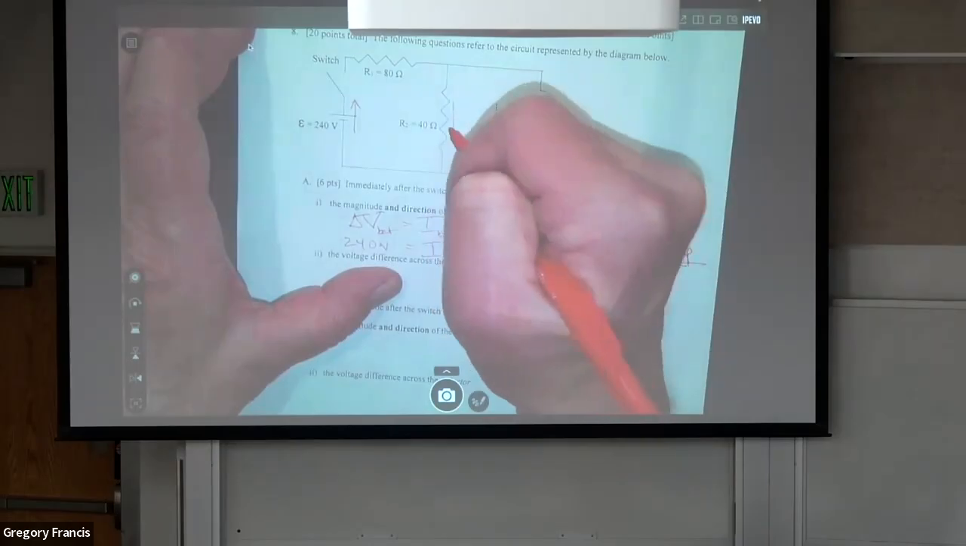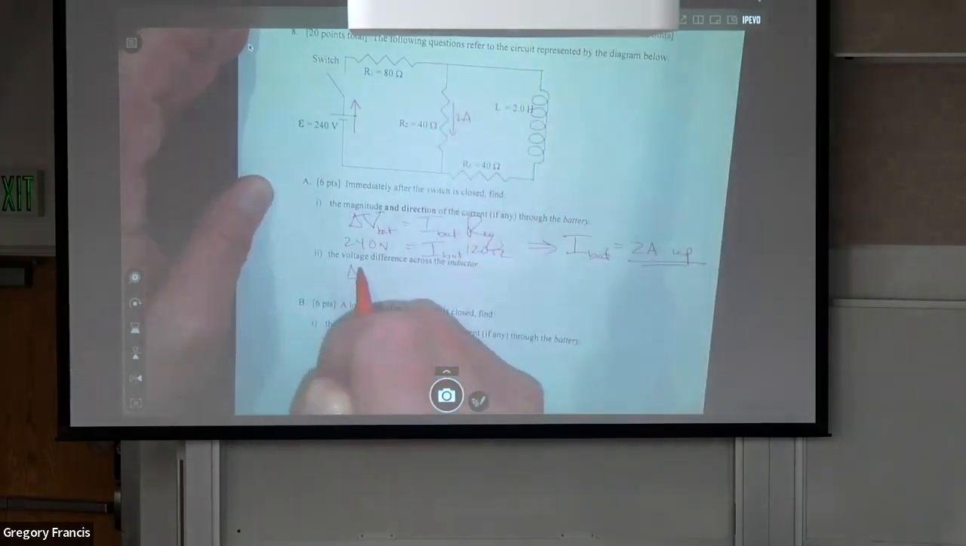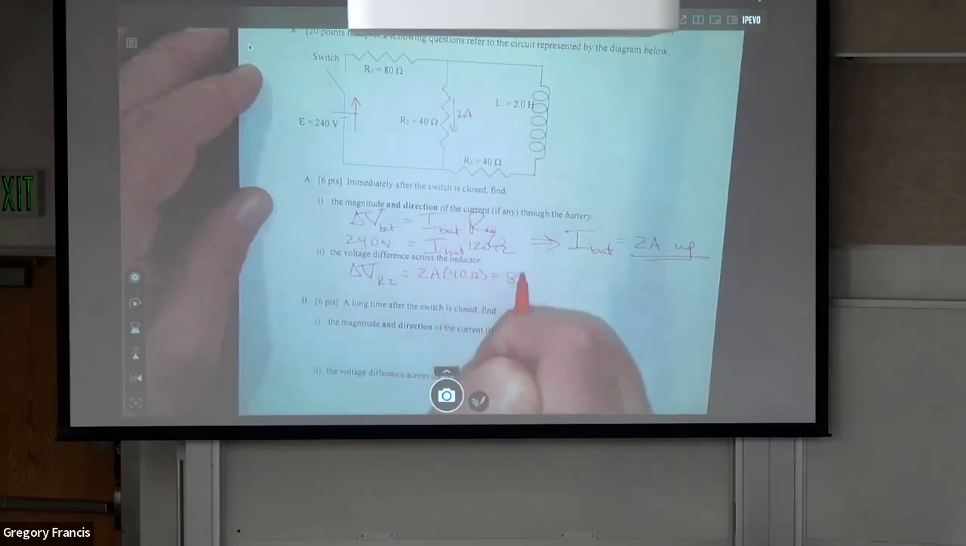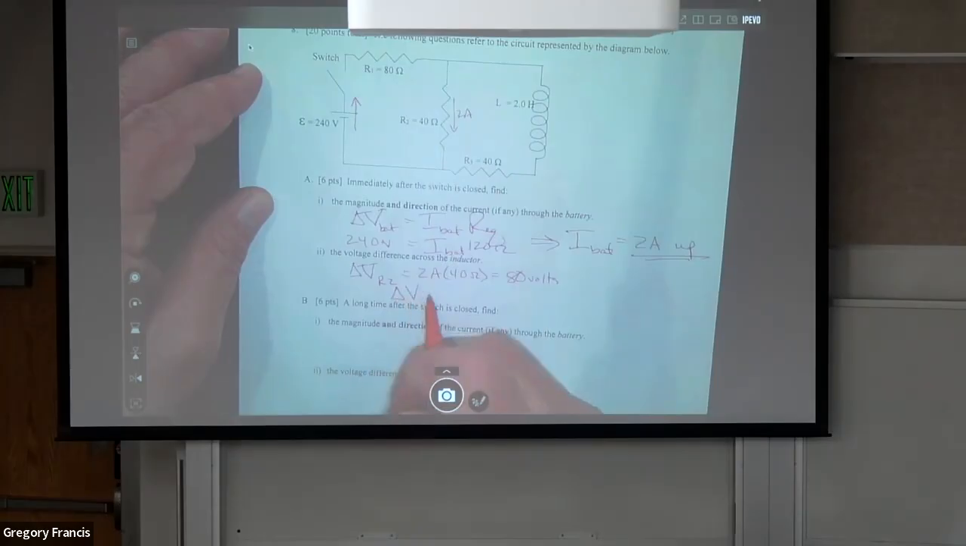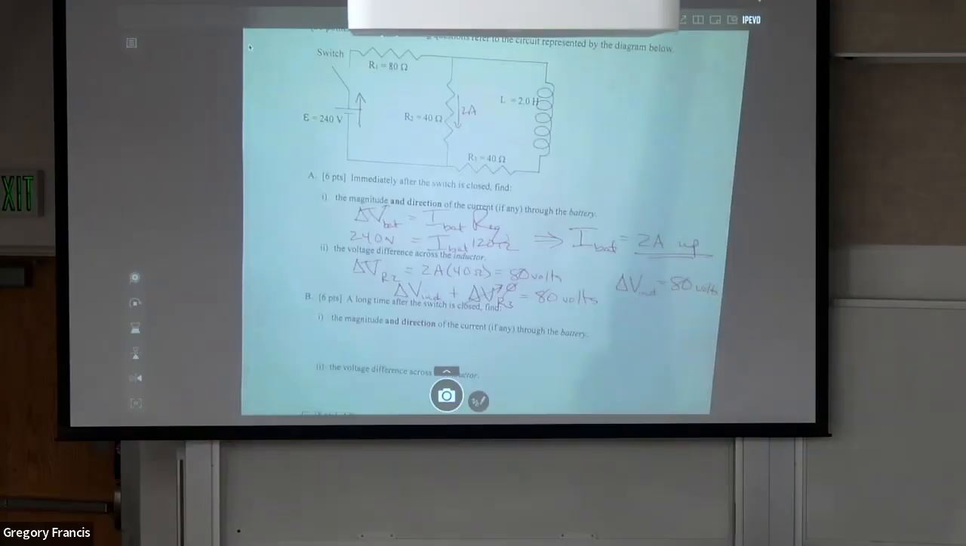And I know that I have 2 amps flowing through R2. And so that means that the voltage across R2 is going to equal 2 amps times 40 ohms, or 80 volts. And I also know that on this parallel path, the voltage across the inductor plus the voltage across R3 have to be the same, 80 volts. And there's nothing flowing through R3, so there's no volts across it. And so that means that the voltage across the inductor has to be 80 volts. That makes sense? Okay, look away from the sun.